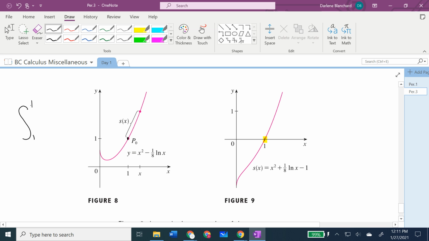Then when I'm dealing with x being numbers that are greater than 1, like 2 or 3, I'm getting farther and farther from that point. My distance is growing, and I have a positive distance. But why am I getting negative numbers in between 0 and 1? Because we were supposed to be finding arc length.